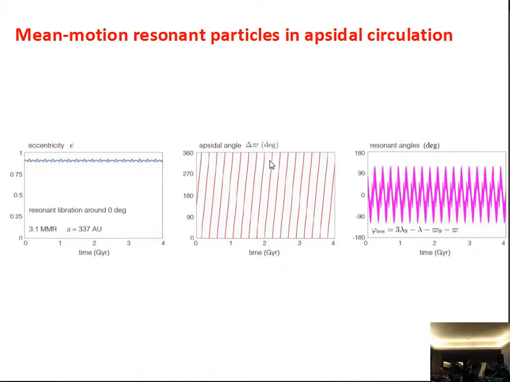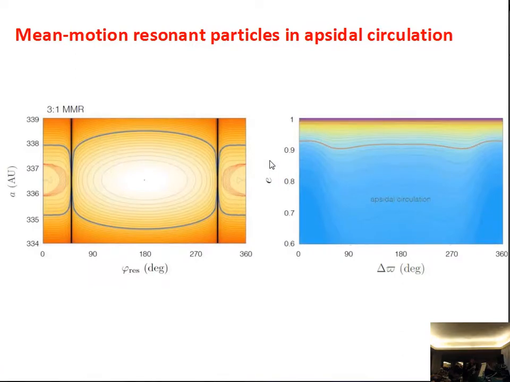Because the perihelion circulates, only one of the three possible critical angles of the mean motion resonance is in libration. The others circulate. In this case, it's the one that combines the perihelion of the planet with the perihelion of the TNO. If we do the same kind of approach as before, this is what we get. This is the dynamics in the mean motion resonance.